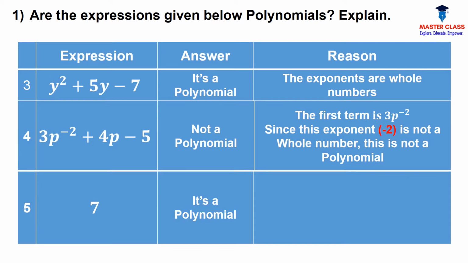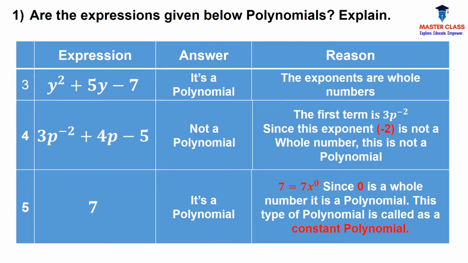The next expression given is 7. This is clearly a polynomial. 7 is a constant and all constants are polynomials. 7 is equal to 7x raised to 0. Since 0 is a whole number, it is a polynomial. This type of polynomial is called a constant polynomial.